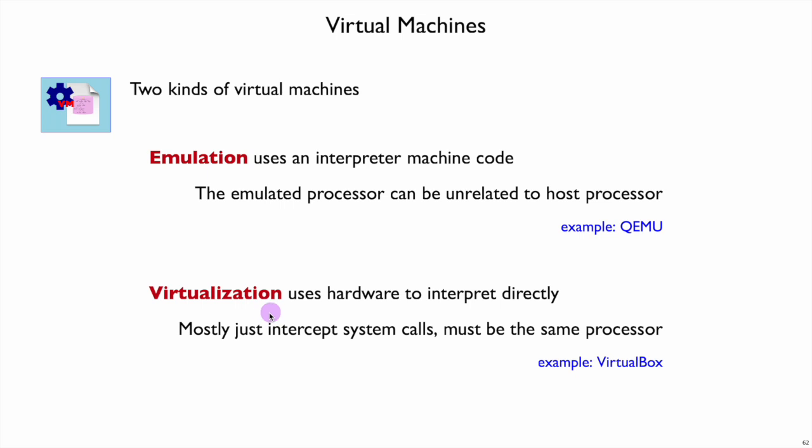Virtualization relies on the CPUs in the virtual machine and the host machine being the same, and it takes advantage of the hardware to be the interpreter directly. To provide any sort of sandboxing, it still needs to intercept certain things, especially system calls and other things related to virtual memory, but it can take advantage of running directly on the processor to be typically considerably faster. VirtualBox, for example, relies completely on virtualization and doesn't do emulation.